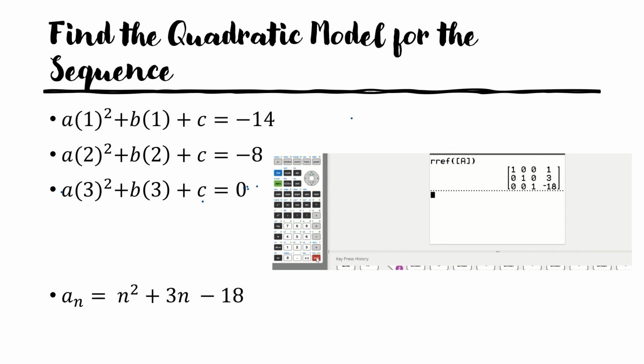Let's go to the fourth number in that sequence, which was 10. Let's see, 4 squared is 16, plus 3 times 4 is 12. 16 and 12 is 28, minus 18 is positive 10. And we have built a quadratic model for the sequence negative 14, negative 8, 0, 10, 22, 36, and so on.